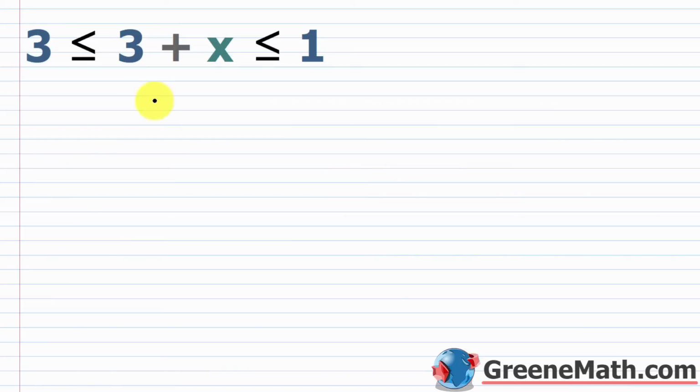Okay, what I'm going to do to start things off, since 3 is being added to x, I'm just going to subtract 3 away from each part here. And let's cancel this in the middle. And what I'll have is x is greater than or equal to, 3 minus 3 is 0, and less than or equal to 1 minus 3 is going to be negative 2.